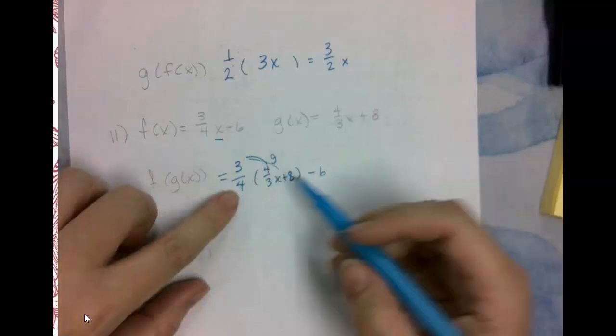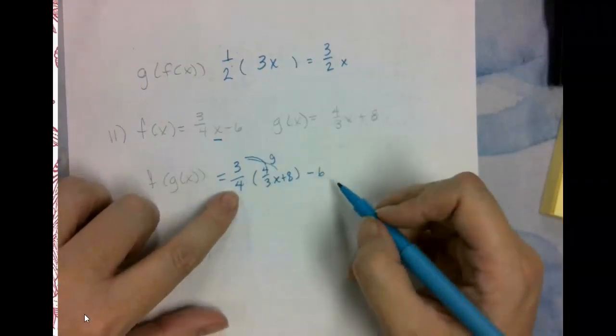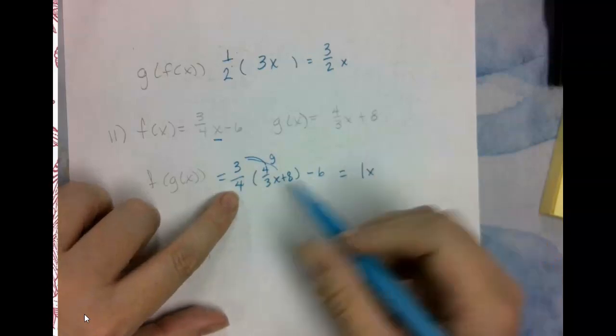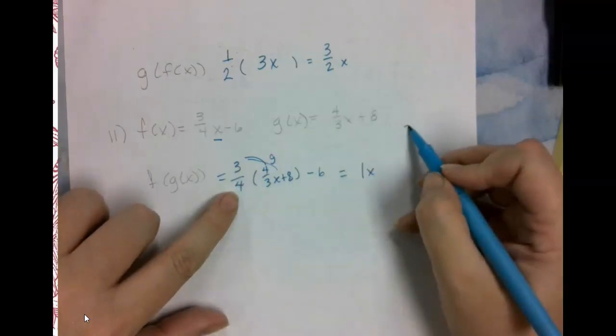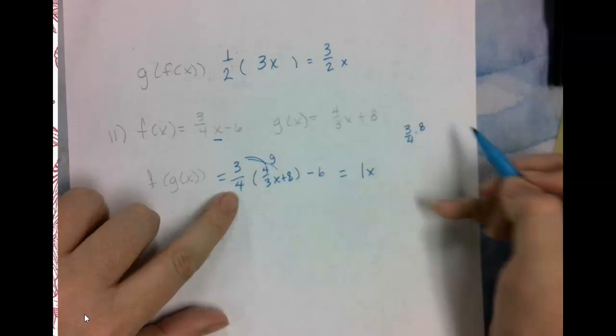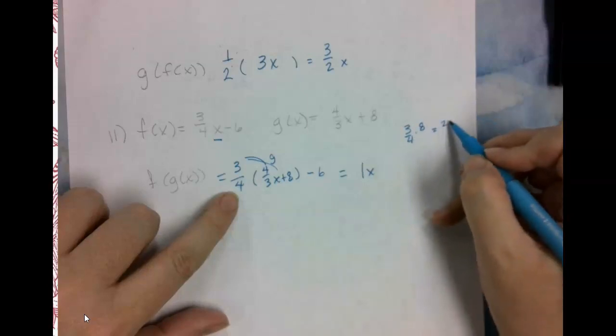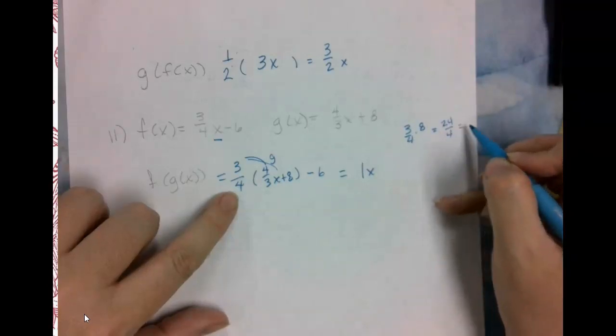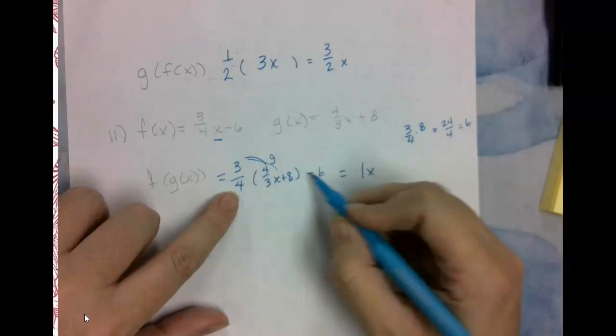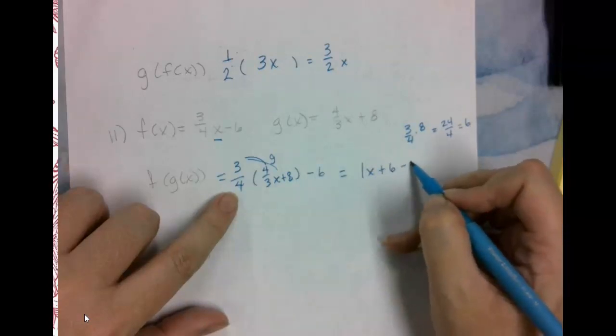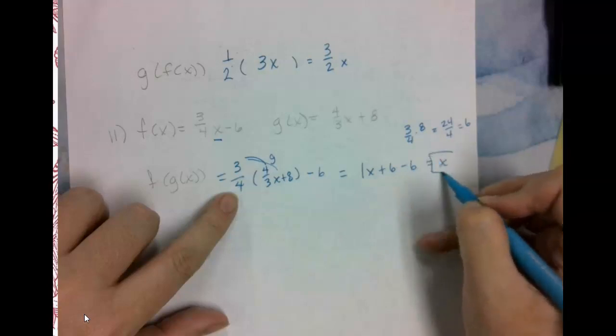Distribute. 4/3 times 3/4 is 1x. 3/4 times 8 gives us 24/4, which gives us 6. So this gave us plus 6 minus 6, which gives us x.